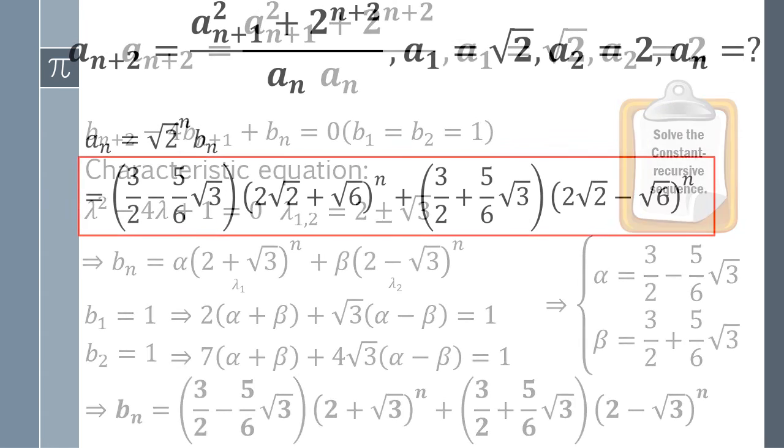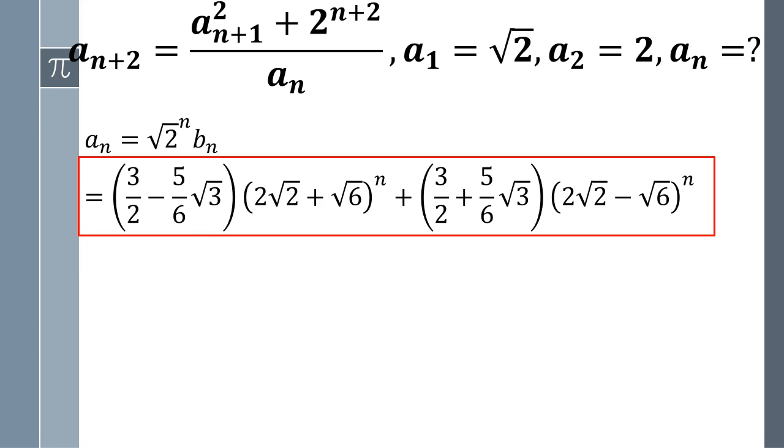And at the last step, a_n equals the square root of 2 to the nth power times b_n. And then this is the final form of the closed form expression of a_n. Thank you.